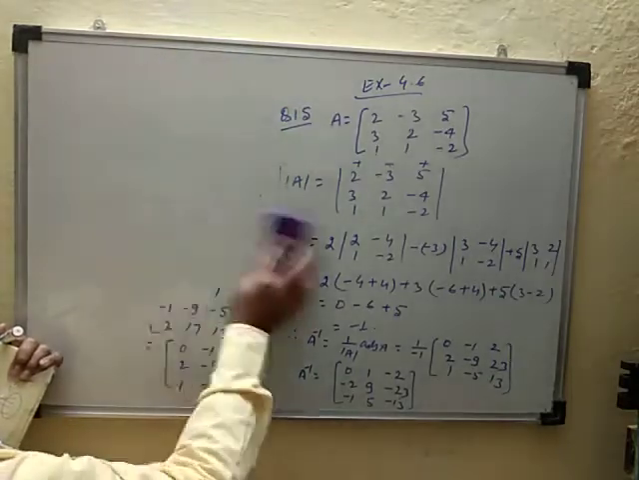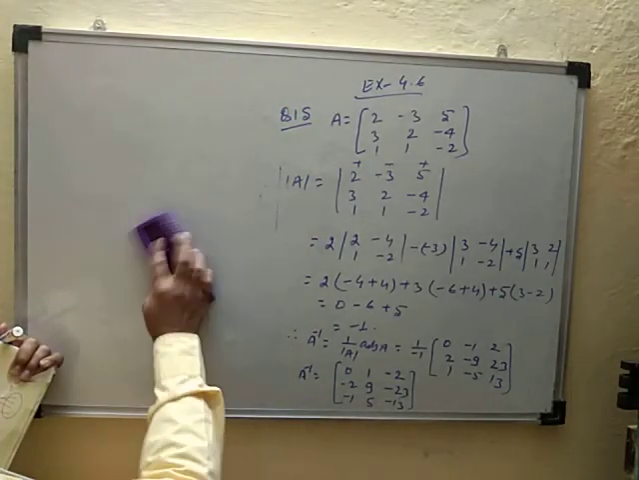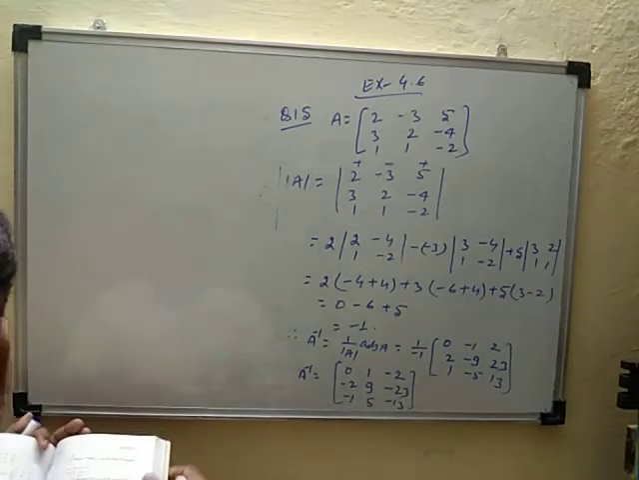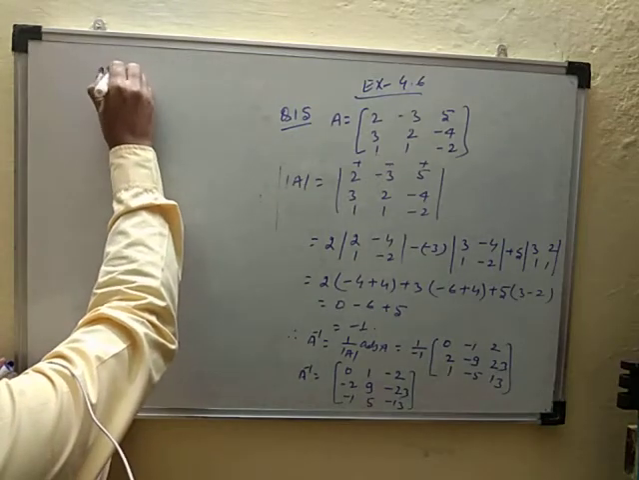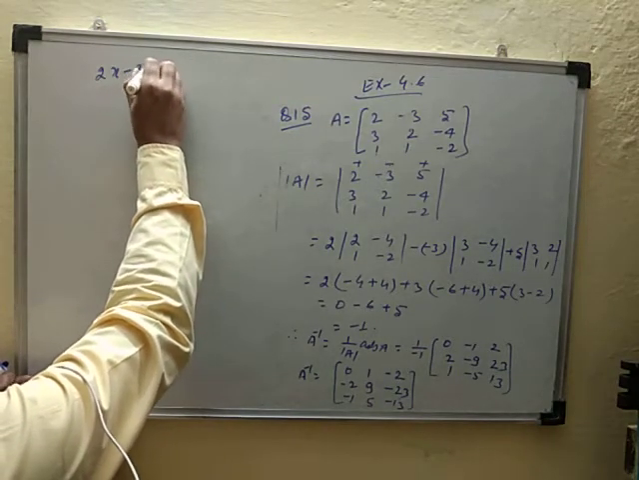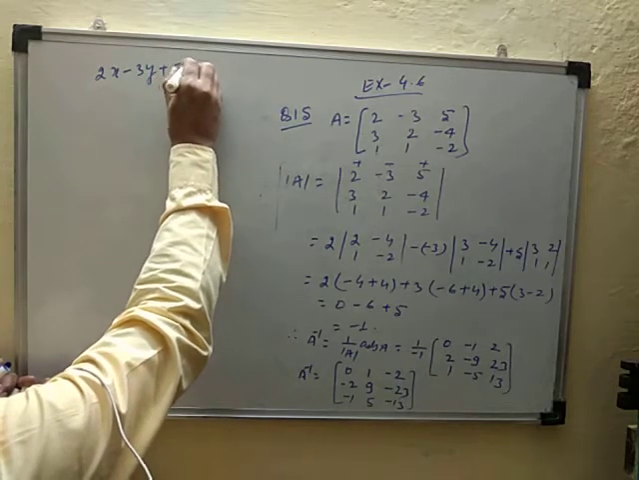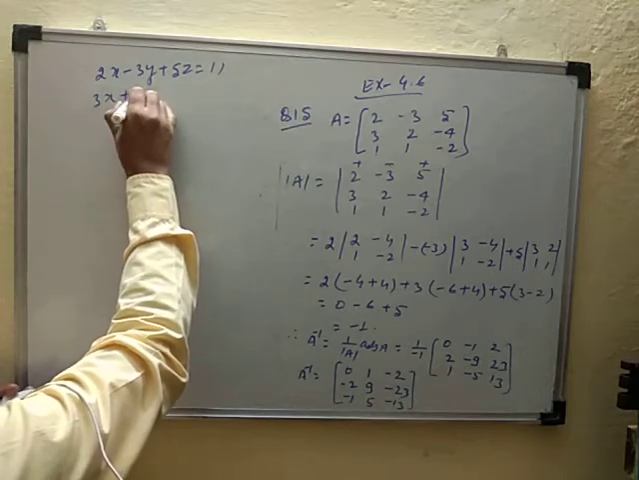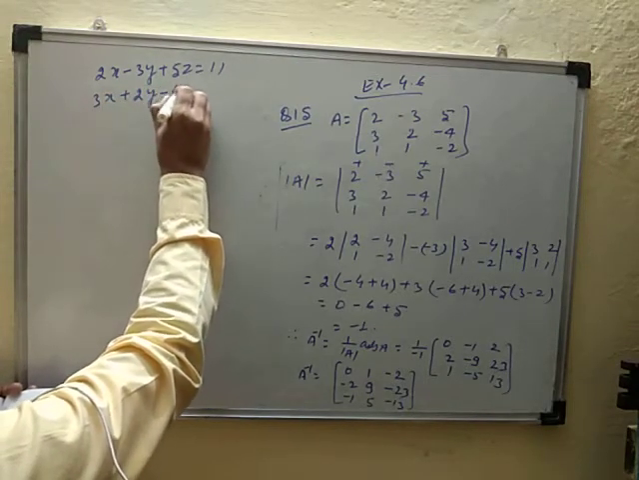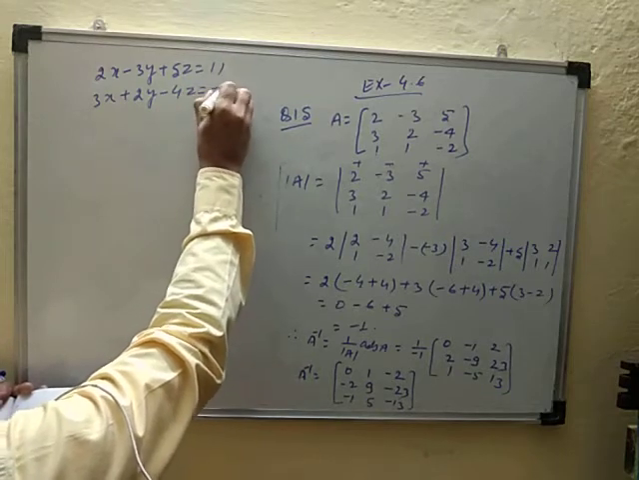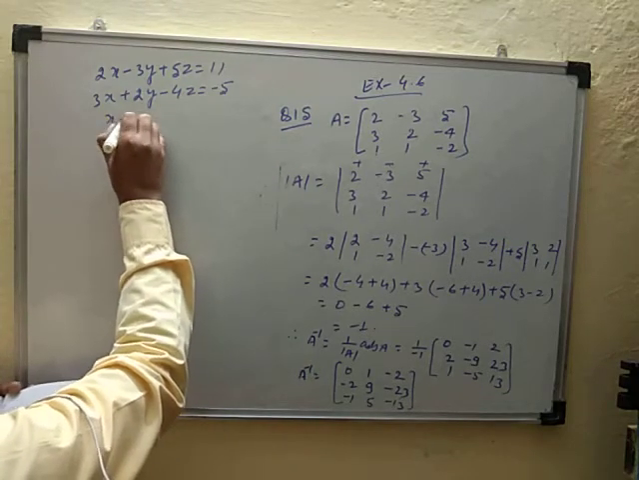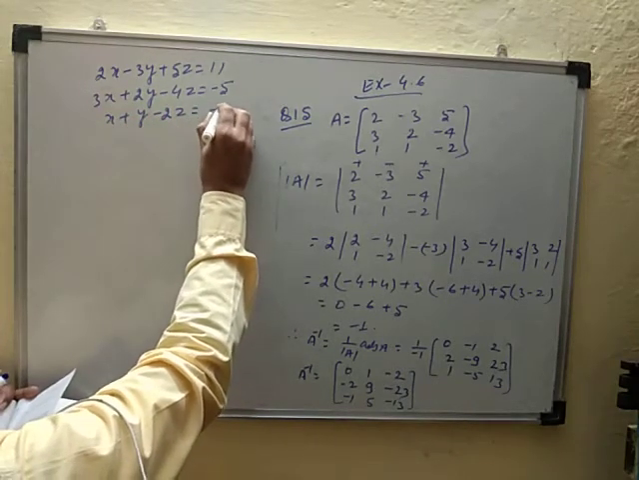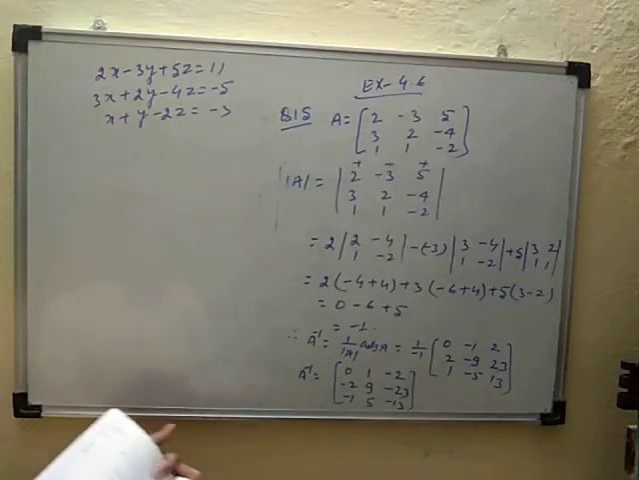The system of equations is given. The equations are: 2x minus 3y plus 5z is equal to 11. Second, 3x plus 2y minus 4z is equal to -5. Third, x plus y minus 2z is equal to -3. These are the 3 equations given.